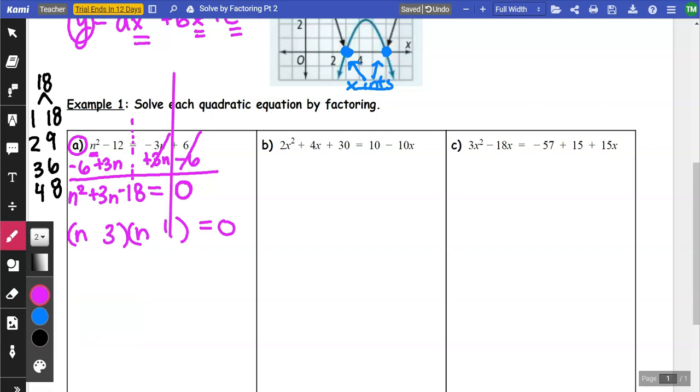And then I need a negative when I multiply and a positive when I add. That tells me that the larger number needs to be positive, the smaller number needs to be negative. Is negative 3 times positive 6 negative 18? And will negative 3n and positive 6n get us positive 3n in the middle? Yes. So we know that we factored this correctly.